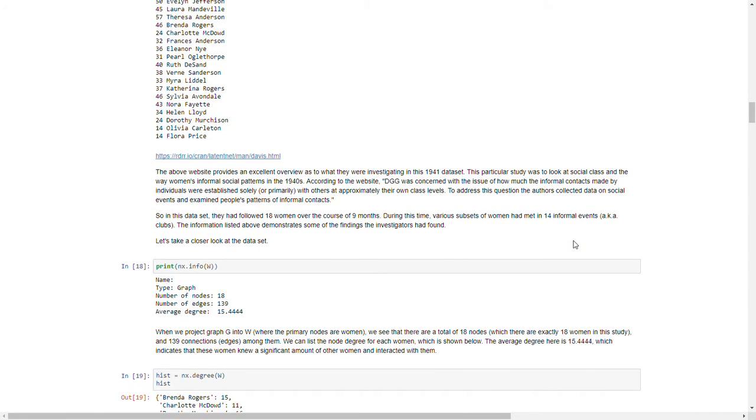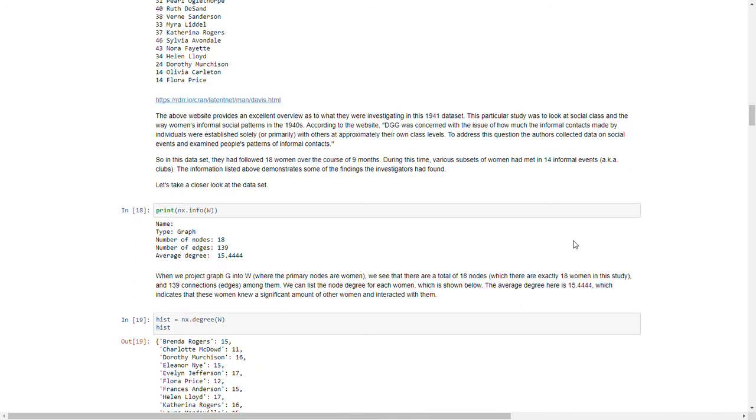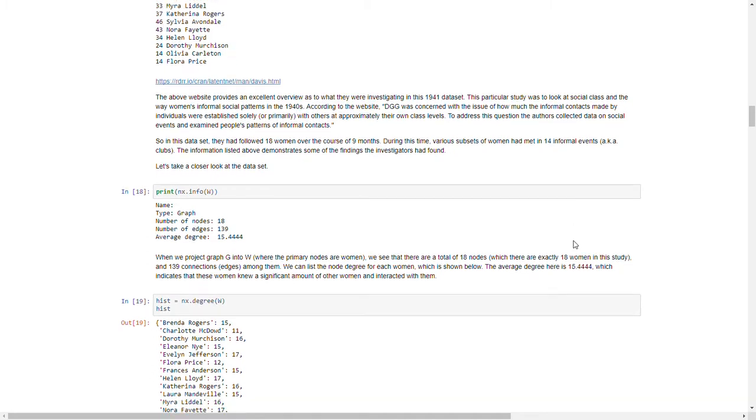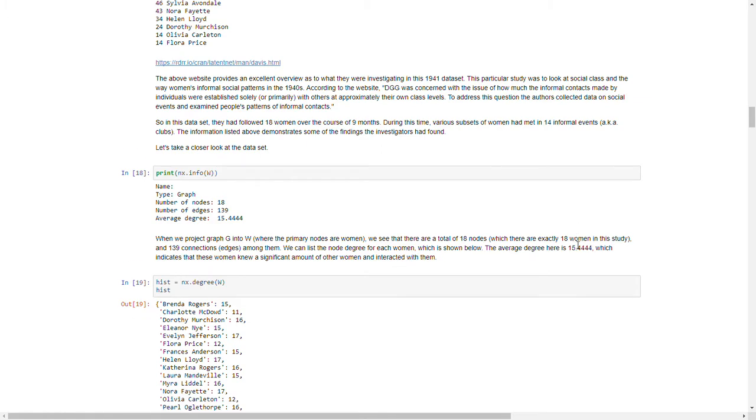So moving along, once we project the graph G onto the nodes, we can see that there's a total of 18 nodes. There's 18 women in the study, and then 139 connection edges amongst them. The average degree is 15.44, which indicates the women knew a significant number of other women and interacted with them, so it's a pretty close-knit network.